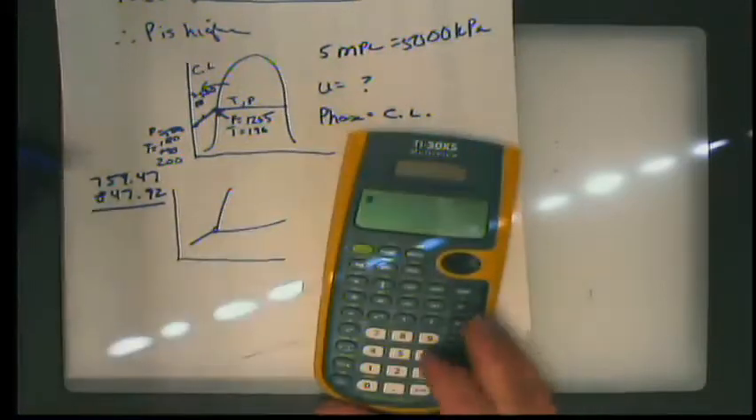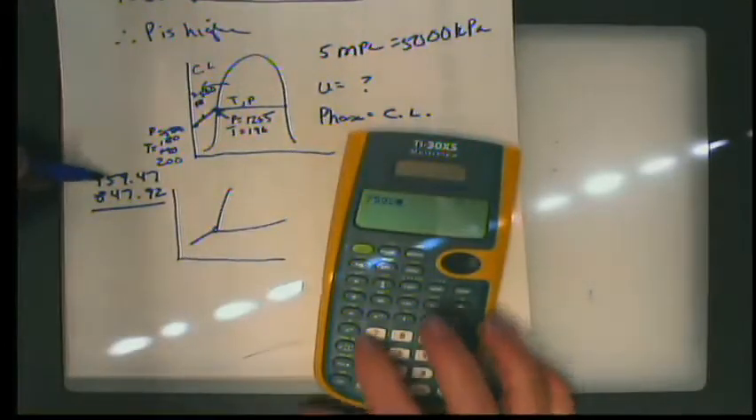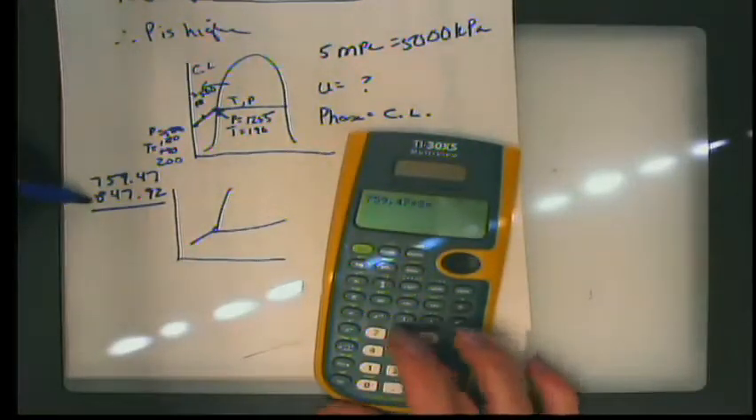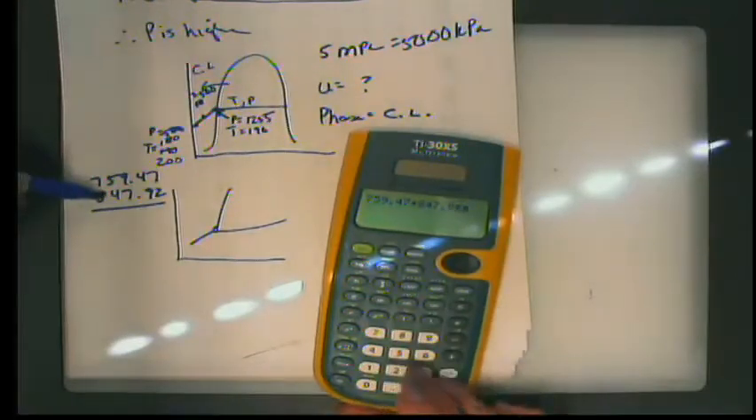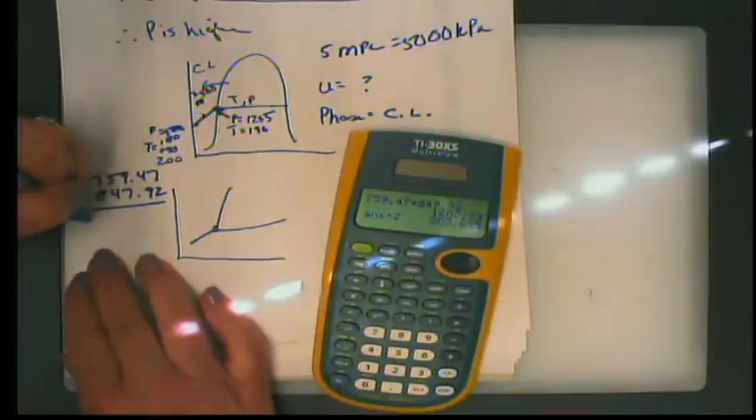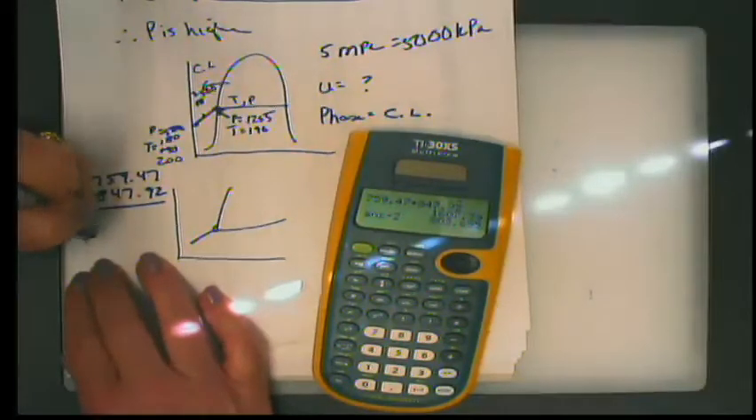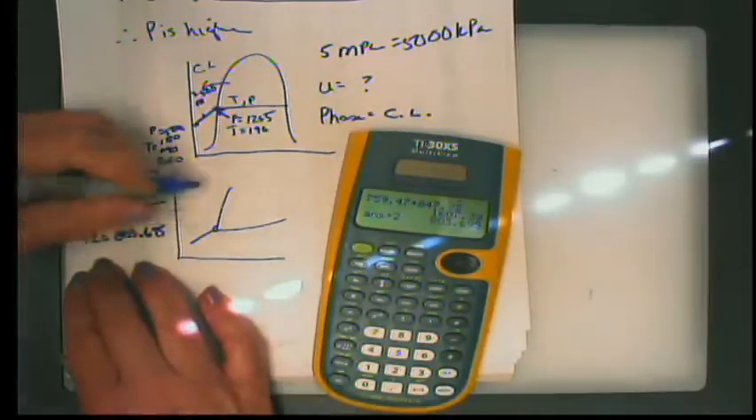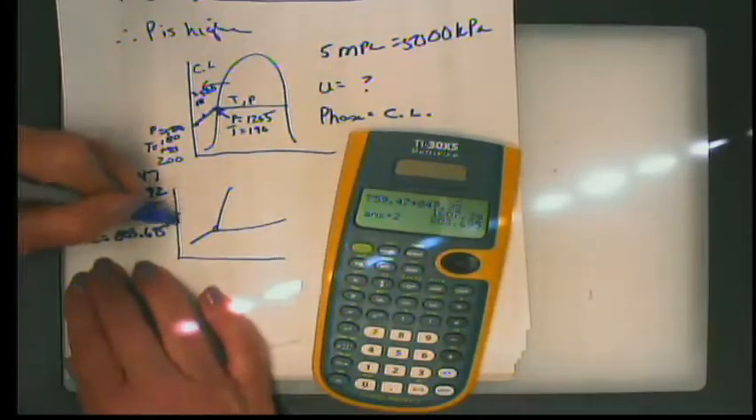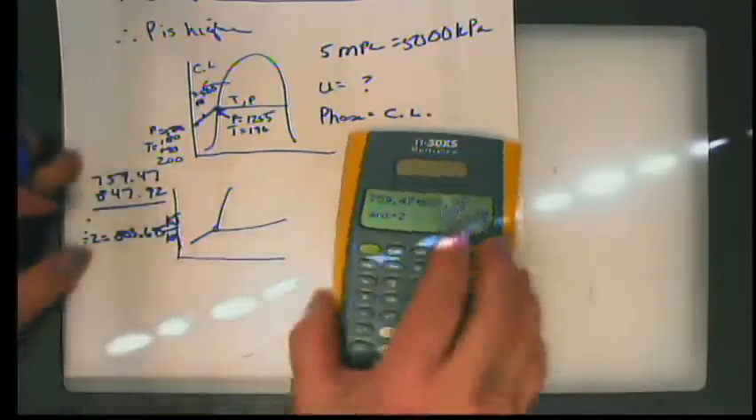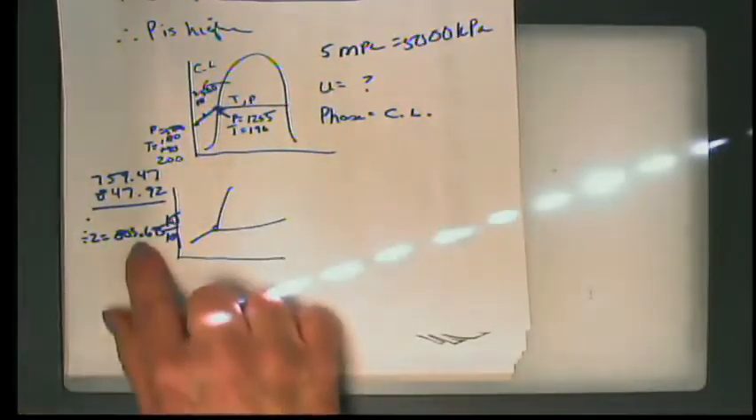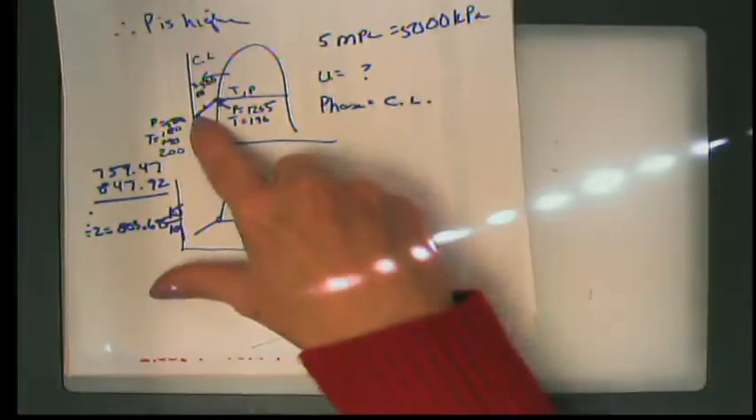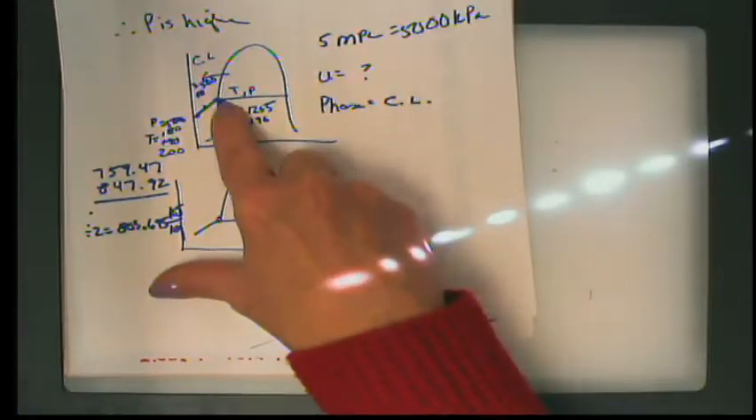So I get 803.695, and that is in kilojoules per kilogram. Okay? So that's what it is. That's what it is right here. Now let's find out what it is right here.